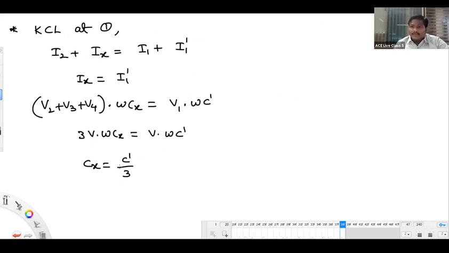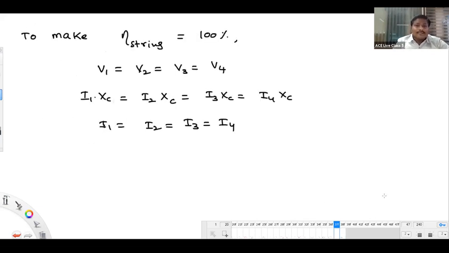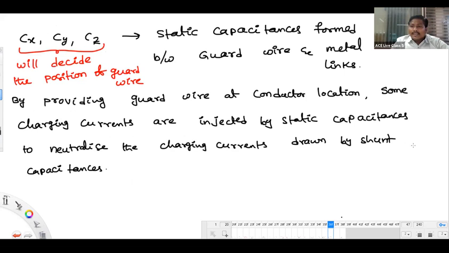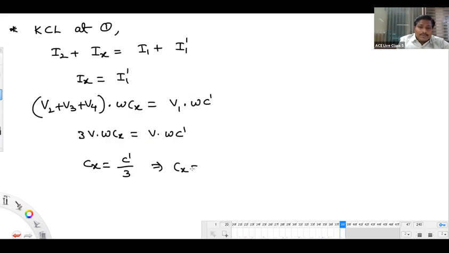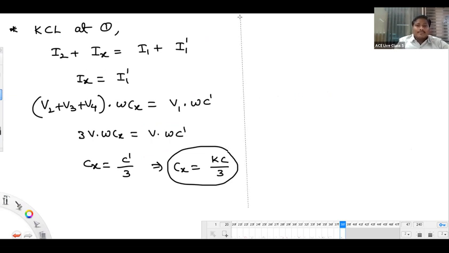Cx will come to be C dash by 3. Let us take the factor K. Let K equal C dash by C. So the value of C dash will come to be K into C. Now you can keep that here. So you can write Cx equals Kc by 3. This is the result from the KCL at node number 1. Okay, next. KCL at node number 2 you take.